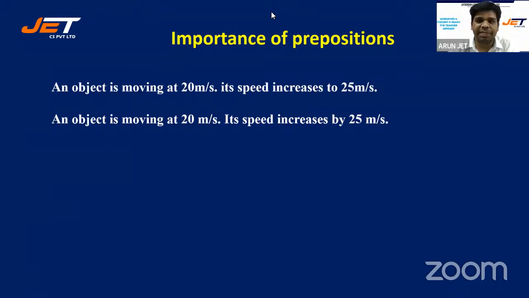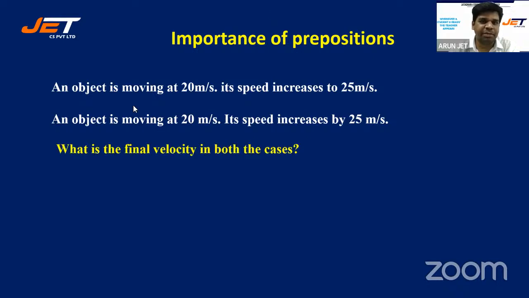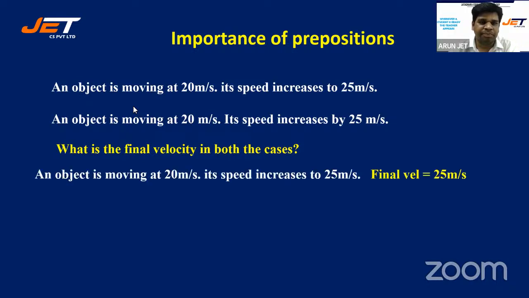Its speed increases to 25 meters per second. In the second case, its speed increases by 25 meters per second. So in which case, what's the final speed of this object as per the statement? Can you tell me the final speed of the object as per the statement? Think. When I say it is to 25 meters per second, final velocity is 25 meters per second.